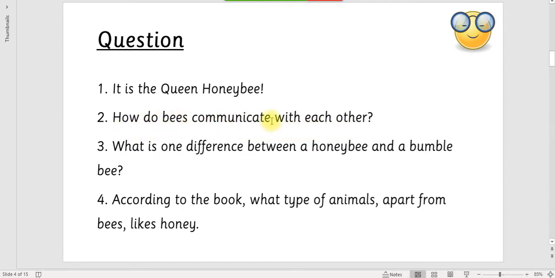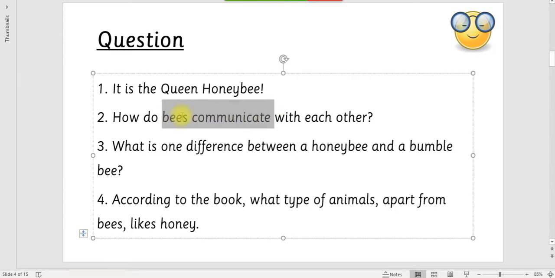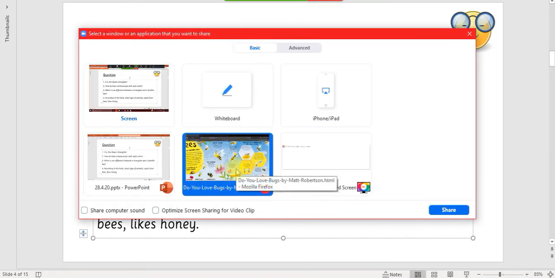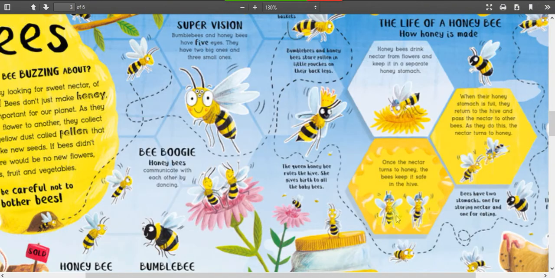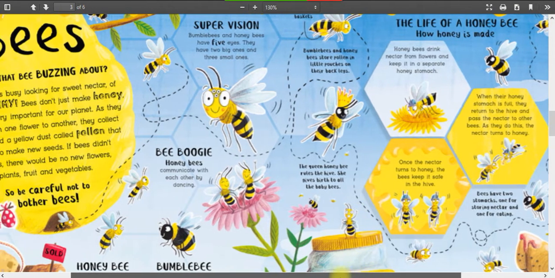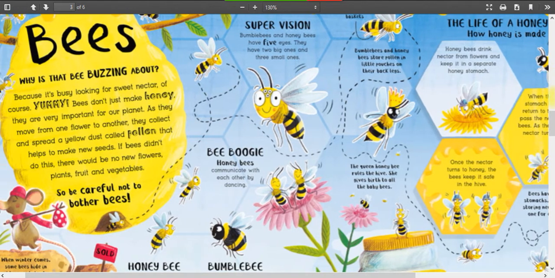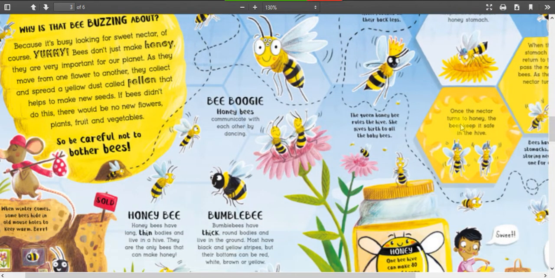Next one says, how do bees communicate with each other? Well, what does communicate mean? Well, it means we communicate by talking. So how do the bees get messages to each other and tell each other what to do? Because they don't talk, do they? If you think you can remember, why not pause the video and write your answer down and see what you get? Now, I remember this bit because I liked this fact a lot. So I remember reading this. Here it is. Bee boogie.